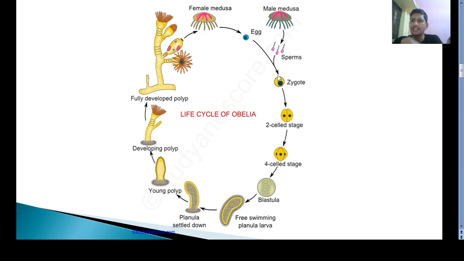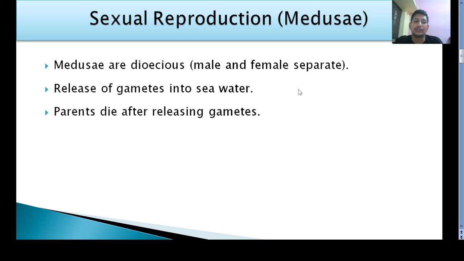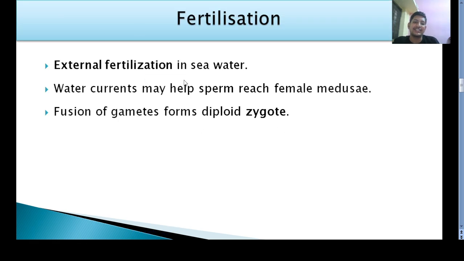One more thing I would like to tell you, in some cases it is observed that the sperms directly enter into the female medusa. Still the egg is not released. These sperms enter into the female medusa and wait for the mature egg. When the mature egg is formed, they fuse and form the zygote. Now you can see this point.